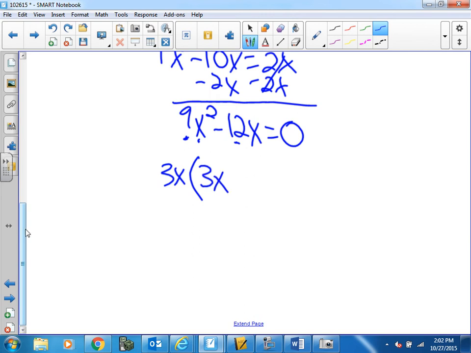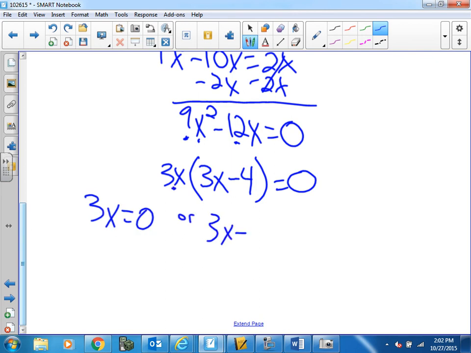And 12 divided by 3 is 4 equals 0. Now we have two factors. Now we set each factor equal to 0. 3x is equal to 0, so that's a factor set equal to 0. Or 3x minus 4 is equal to 0.